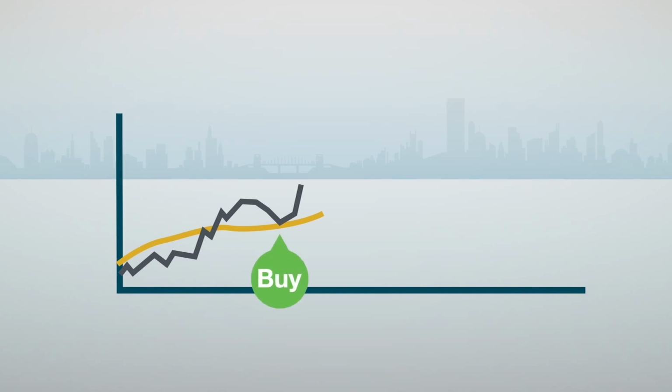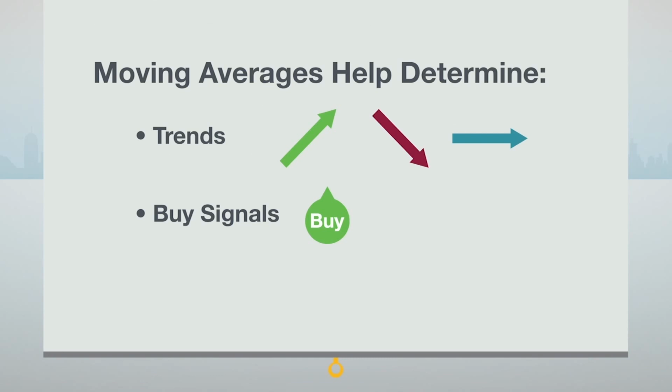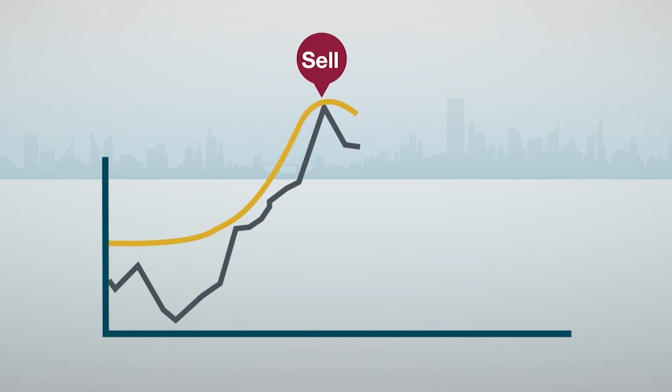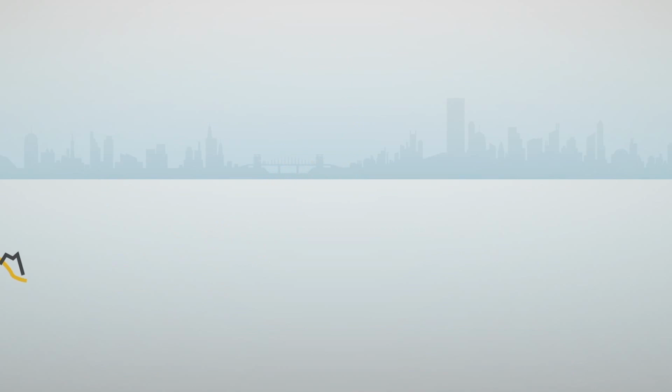On the flip side, moving averages can also help investors know when to sell a position. For example, if the stock's price rises to the moving average and bounces, this might be a sell signal. Looking at a simple moving average over a short-term time frame can be very helpful, but it has its drawbacks.